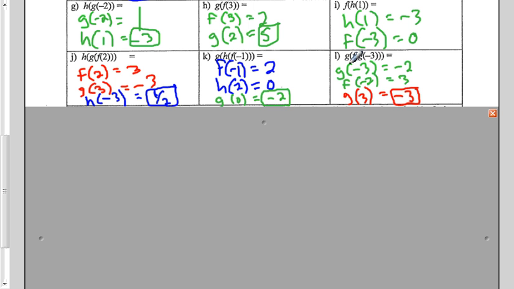And it doesn't matter, the last one, notice it has g of f of g. I could have h of h of h of h of h of 1. It doesn't really matter. So whatever those functions are, you start with the inside function, g of -3 equals -2. Then we get f of -2 equals 3. And now we're back at g, so it's g of 3 equals negative 3.